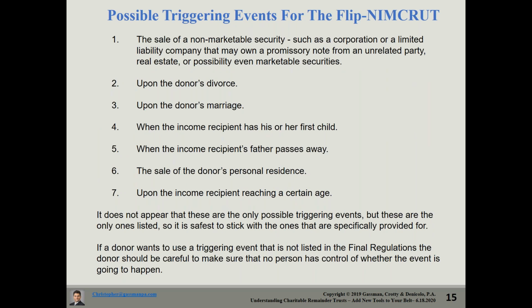As promised, here is the list of the triggering events under the regulation. So as I mentioned, the sale of a non-marketable security, which can be a corporation, an LLC, that maybe has a promissory note from an unrelated party, or even marketable securities itself. And then independently significant events such as the divorce or marriage of a donor, whether the income recipient has a child, the death of the income recipient's relative, the sale of the donor's principal residence, or upon the income recipient reaching a certain age.